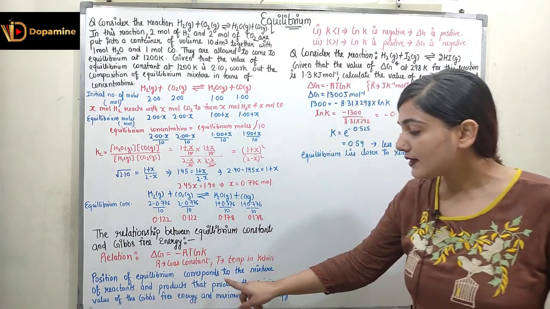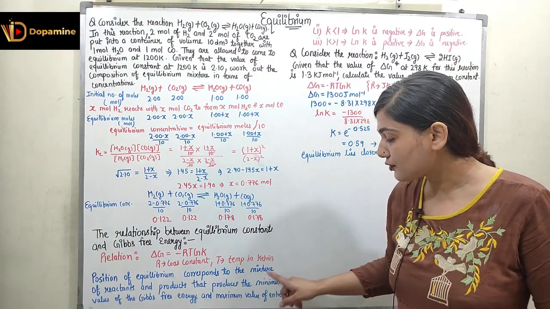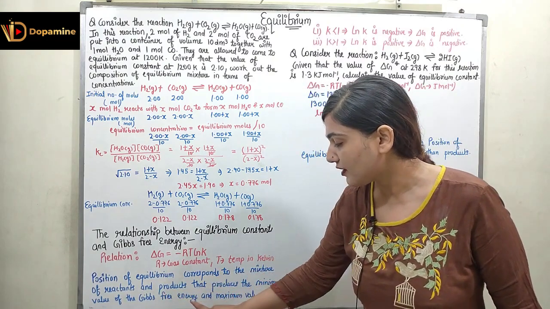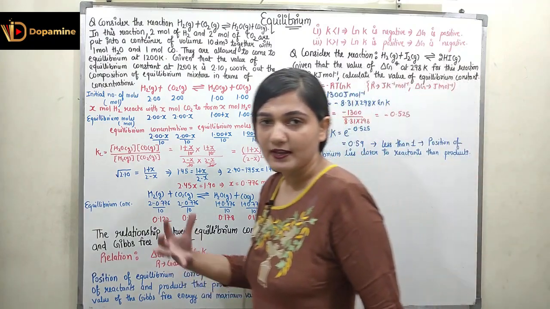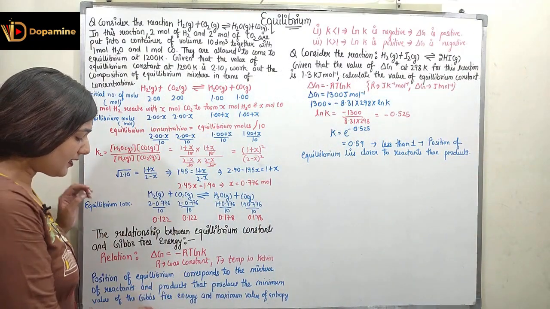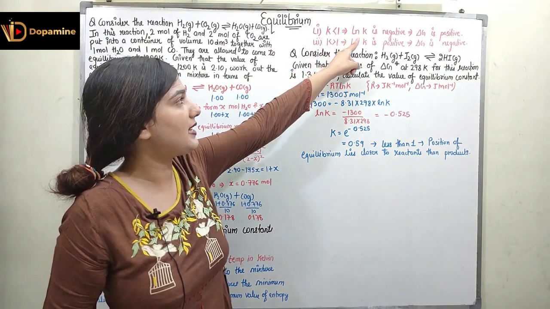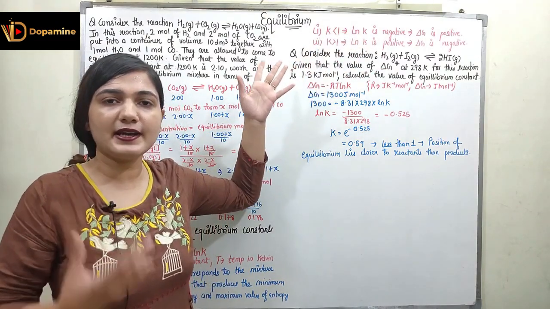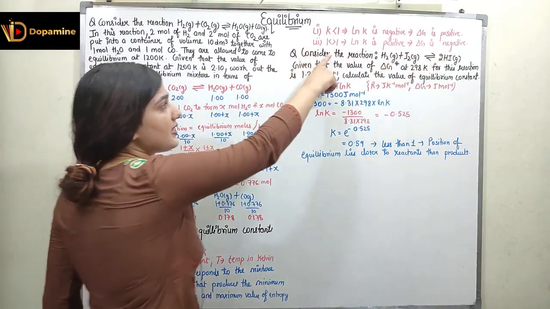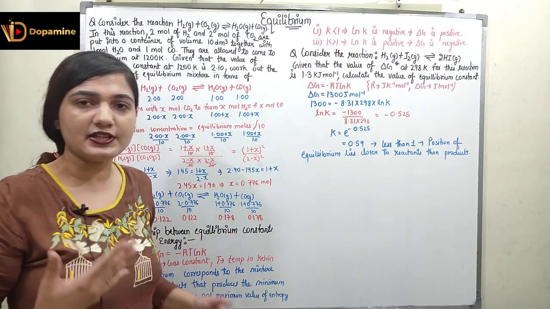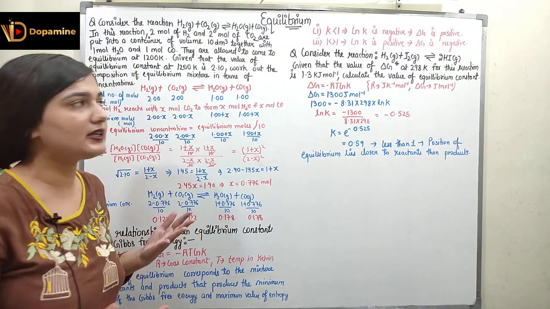So now the position of equilibrium corresponds to the mixture of reactants and products that produces the minimum value of the Gibbs free energy. So Gibbs free energy should be minimum and the value of entropy should be maximum. When K is less than 1, ln K would be negative, and I can say delta G is positive. And when K is greater than 1, ln K is positive and delta G is negative. So this is how we can define the relation between K, the equilibrium constant, and the Gibbs free energy.